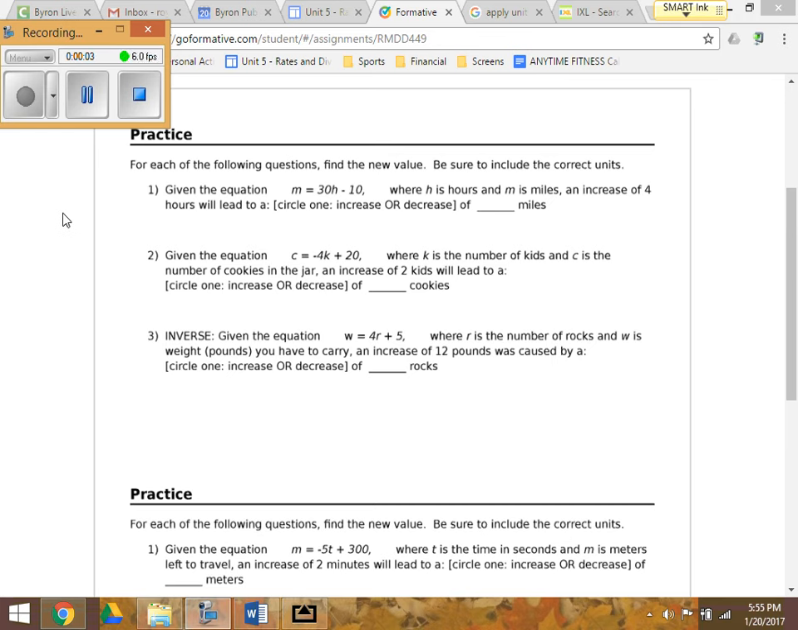Inverse. Given the equation W equals 4 times R plus 5, where R is the number of rocks and W is weight in pounds you have to carry, an increase of 12 pounds was caused by an increase or decrease of blank rocks. Well, I guess if I'm reading this problem right, an increase of 12 pounds is probably caused by an increase of rocks, don't you think? Usually if you have an increase in weight, it's because you're carrying more. So again, just common sense tells us that we should have an increase in rocks. But let's figure out exactly what's going on here.